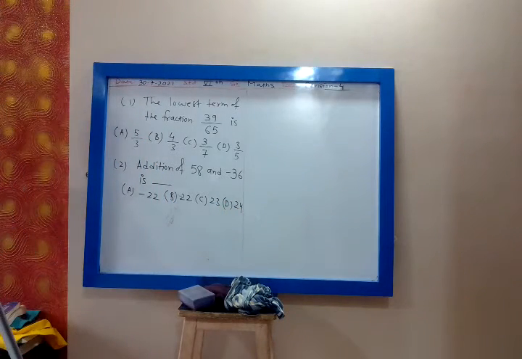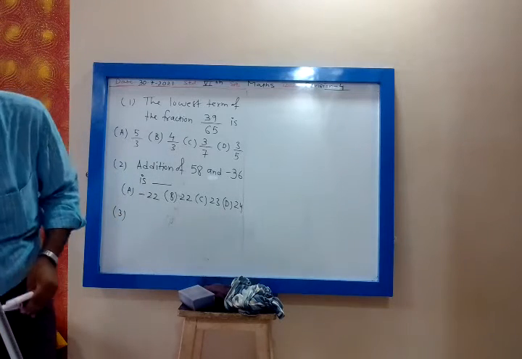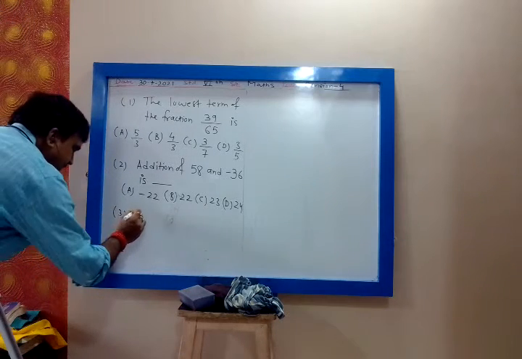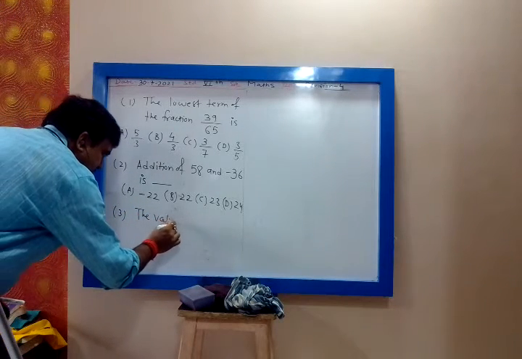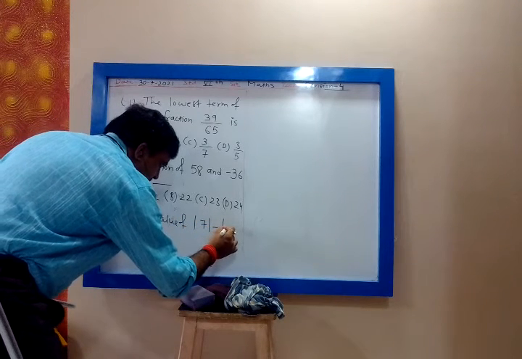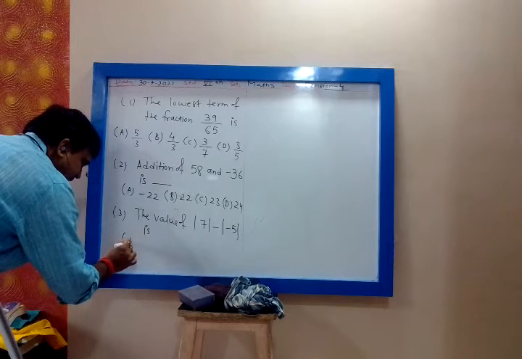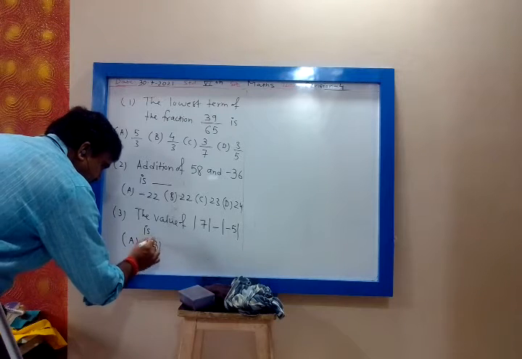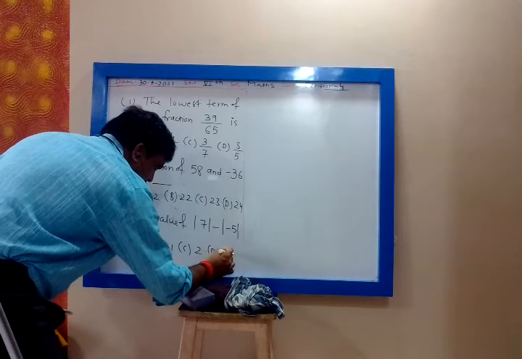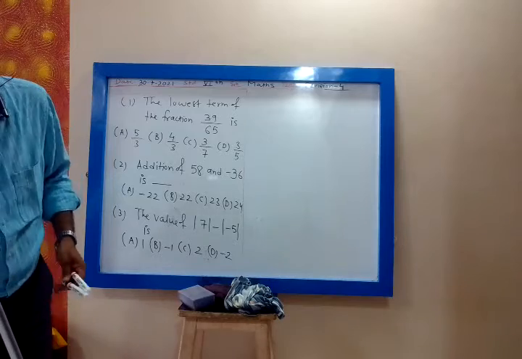Then third one. The value of absolute value of 7 minus absolute value of minus 5 is: A, 1; B, minus 1; C, 2; D, minus 2. Do it. Easy one.